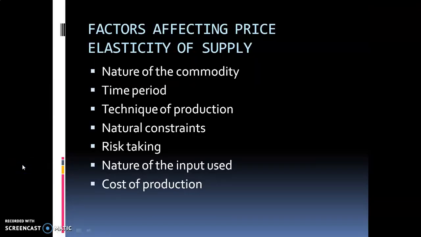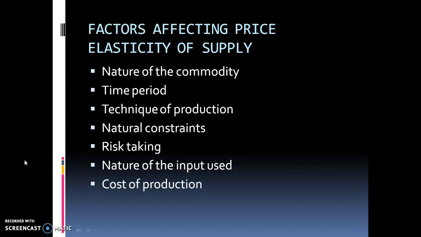Then the last one, factors affecting price elasticity of supply. The major factors are, first, nature of the commodity, whether it is perishable or durable goods. Perishable goods, for example vegetables, fruits, etc., are relatively less elastic. But durable goods like TV, furniture, etc., are more elastic. Second, time period. In the market period, that is a very short period, supply of a commodity is perfectly inelastic. In the short period, supply is less elastic, and in the long period, supply is more elastic.